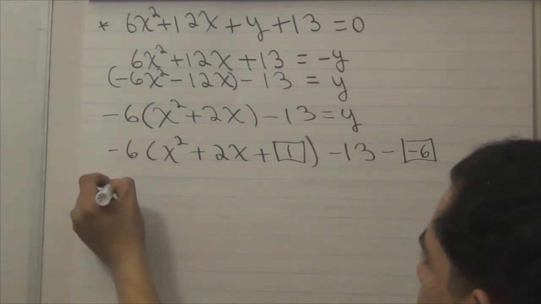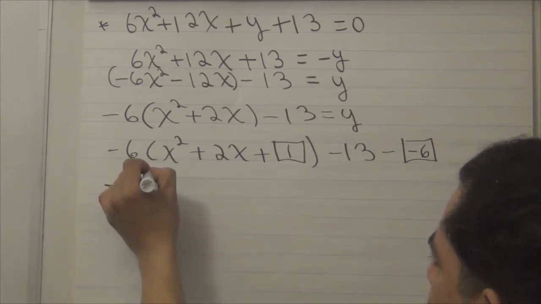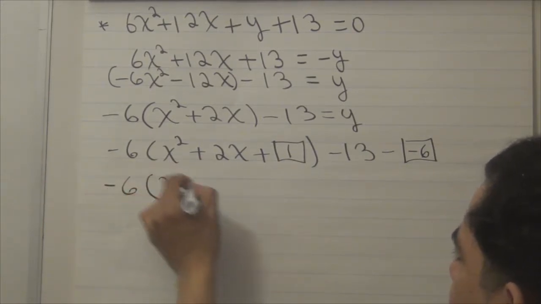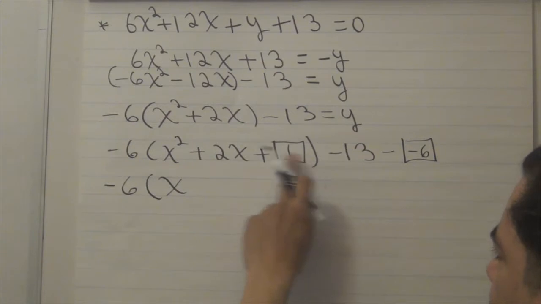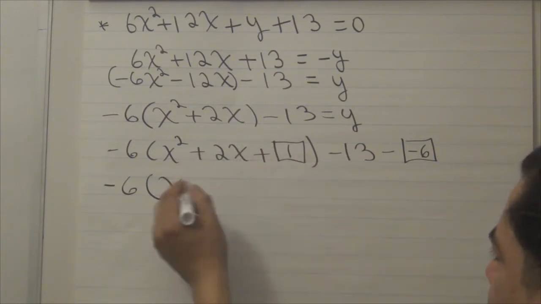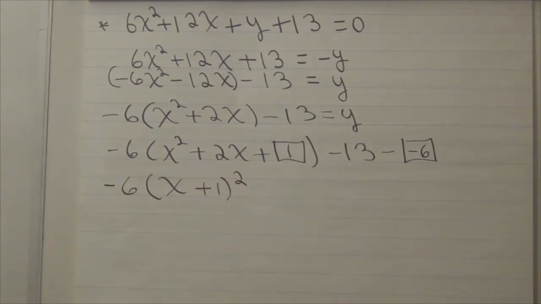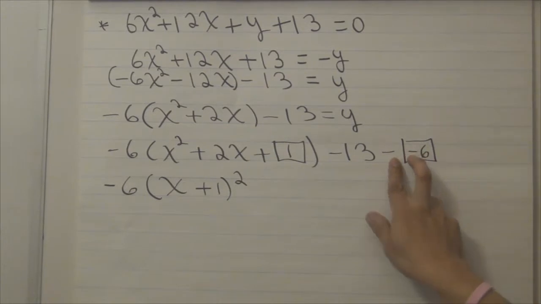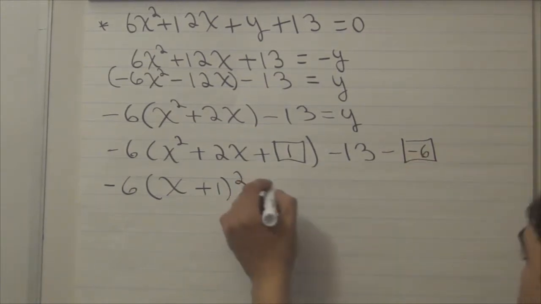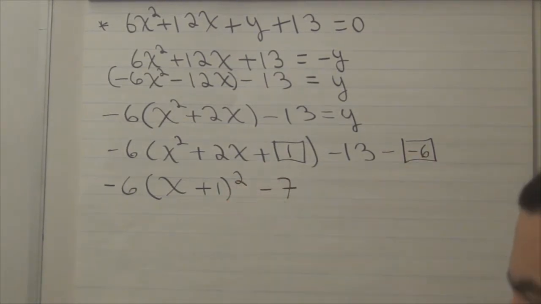Alright, so by doing that you create a perfect square trinomial which can be turned into a square binomial. What was the term that was squared? 1, right? And now negative 13 plus 6. That's negative 7.